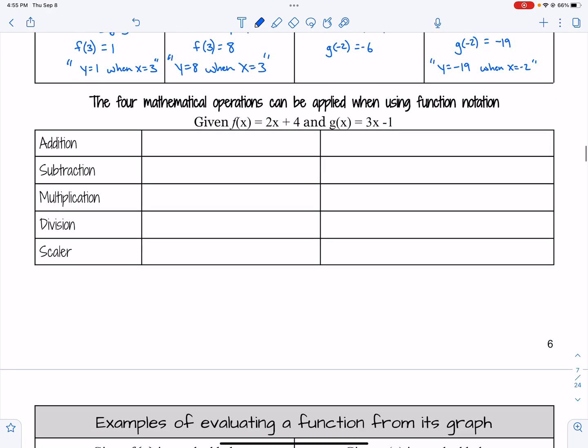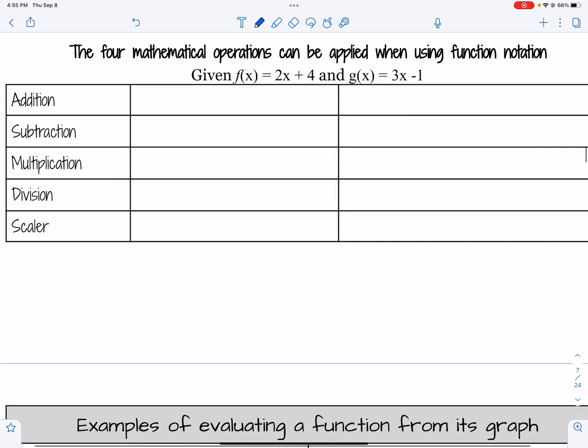All right. Mathematical operations can also be applied when using function notation. Addition means that you just take two functions and you add them together. So f of x plus g of x would mean that we take those values we're given. f of x is 2x plus 4, g of x is 3x minus 1, and we're going to add them together. So 2x plus 4 plus 3x minus 1. And then it's just a matter of combining like terms. So 2x plus 3x would give us 5x. And then 4 plus negative 1 would give us 3. And so that's it for that example.